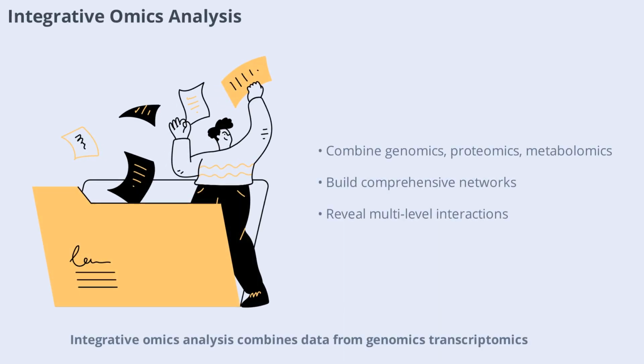Integrative omics analysis combines data from genomics, transcriptomics, proteomics, and metabolomics to build comprehensive biological networks. Analytical tools for integration can reveal how changes at one level affect the entire system. This holistic approach is essential for understanding complex diseases and identifying multi-level intervention points.